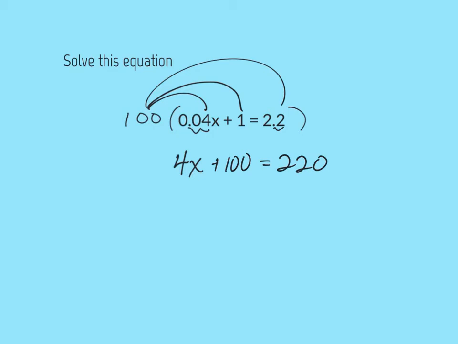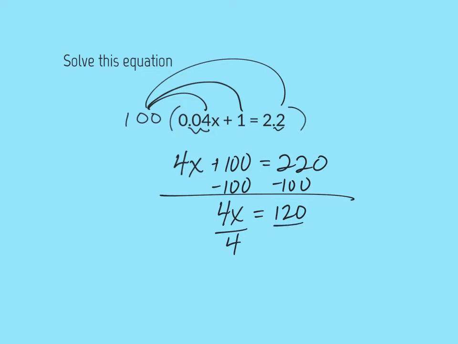So if I solve this equation here, first thing I would do would be to just subtract this 100 from both sides. Over here, when I combine my like terms, 100 minus 100 equals 0, so I'm left with 4x. And on the right side, when I combine these like terms, 220 minus 100, I'm left with 120. So now I need to get x all by itself, so I'm going to divide both sides by 4. So I'm going to get x equals 30.